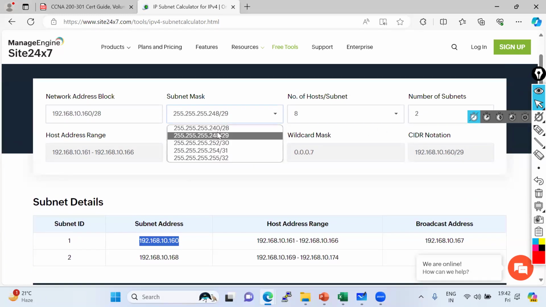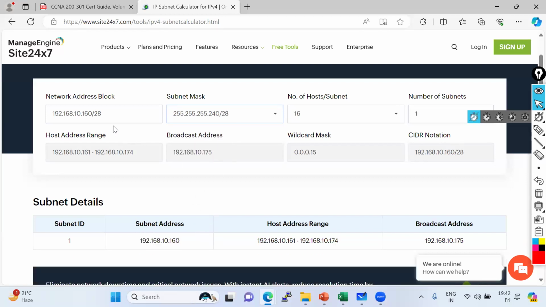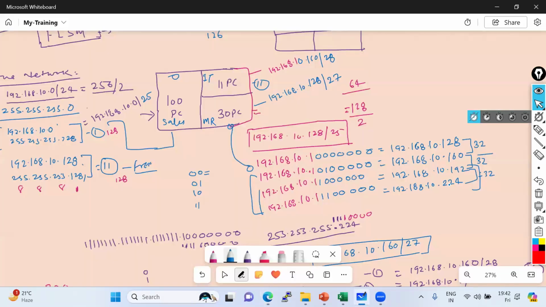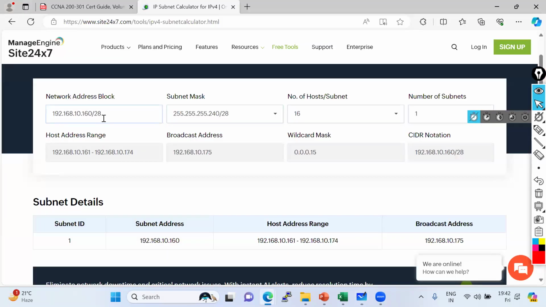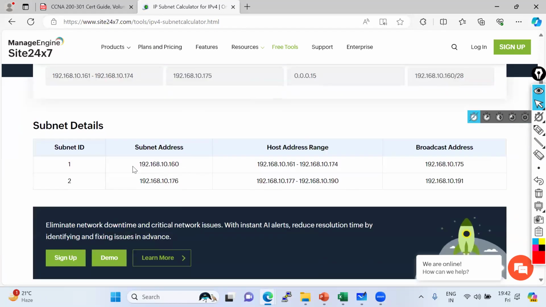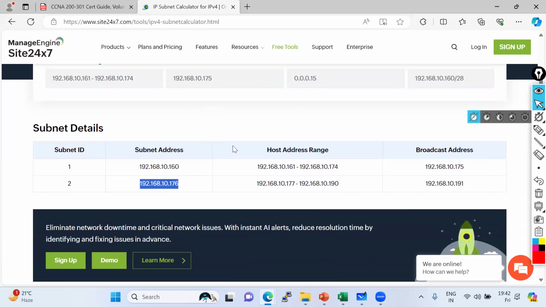No, not /28. So which network did we divide? /27 divided, right? So that was 160. We divided 160, and we divided it into two parts. So see, this is the network. These two networks we found. Clear?